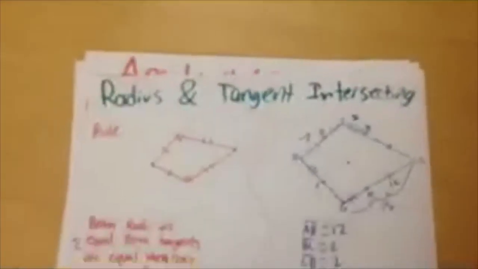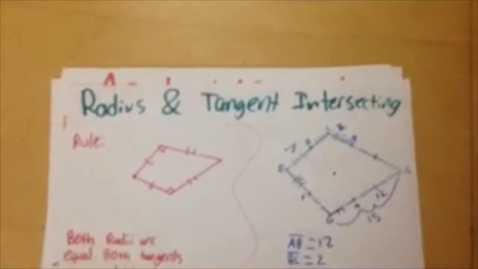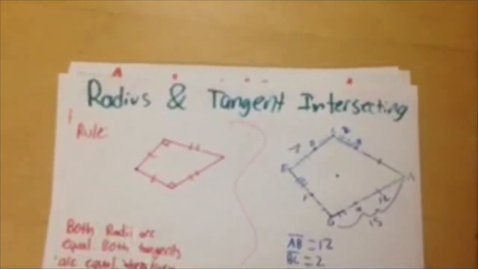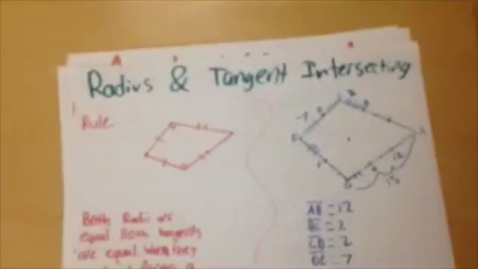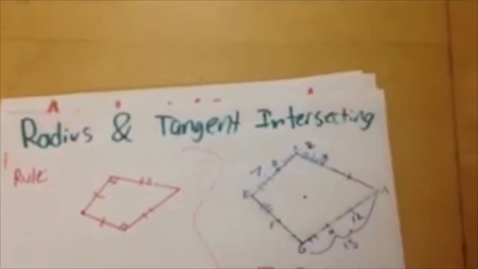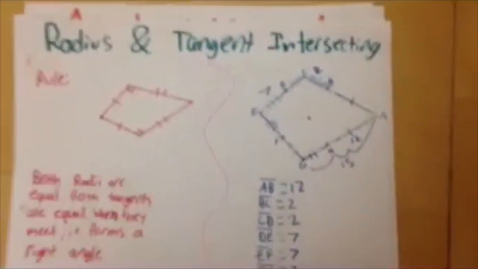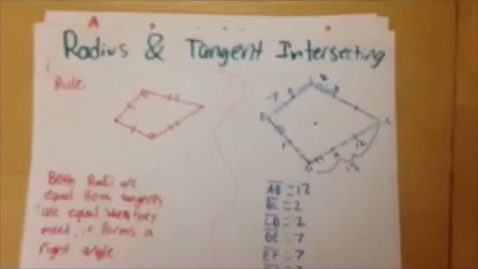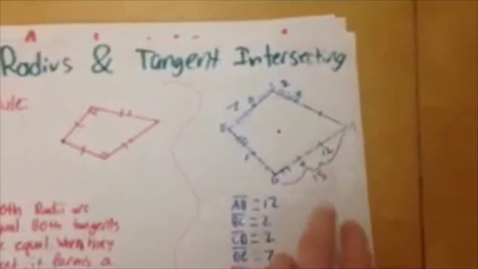Radius and tangent intersecting. So the rule: both radii are equal, and both tangents are equal. When they meet, it forms a right angle. Now, if you're left with a shape around a circle, two adjacent sides are equal. So side AH is equal to side AB. So they are both 12.